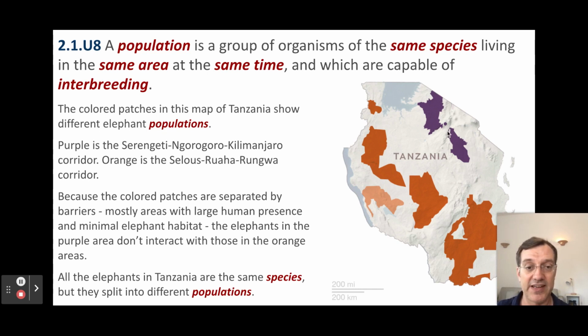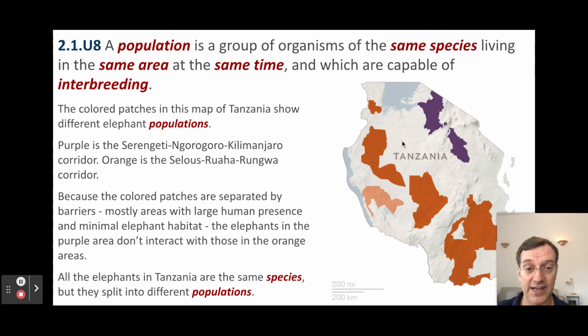I used to live in Tanzania, and we had different populations of elephants in Tanzania. So up here in this purple area, that's the Serengeti, Ngorongoro, Kilimanjaro corridor. All of these elephants that live here are the same species as the elephants that we would find down here in Ruaha and Mikumi and Selous.